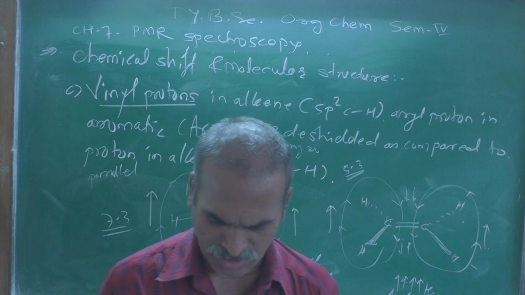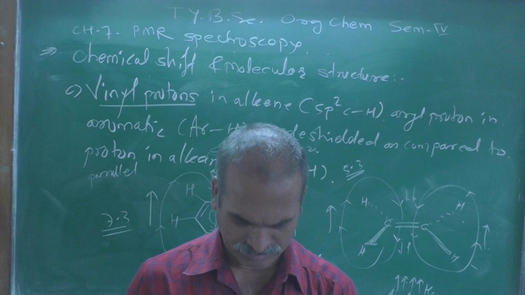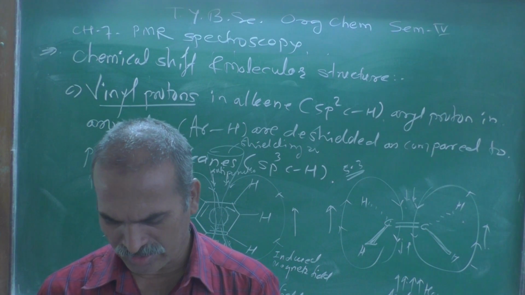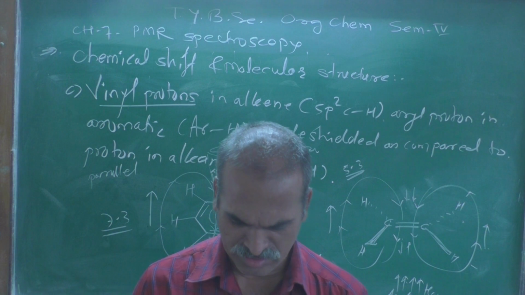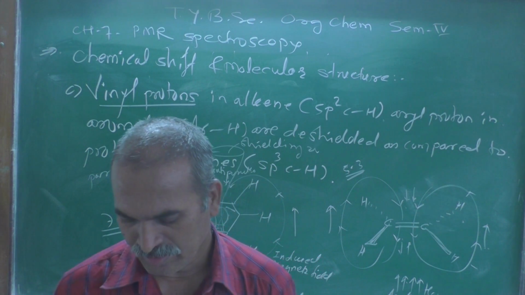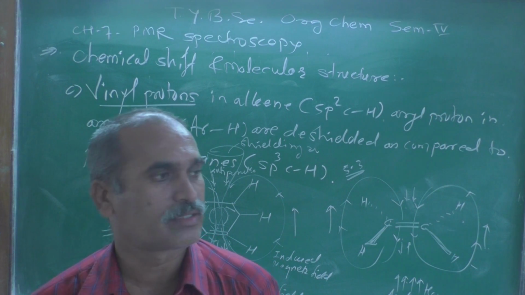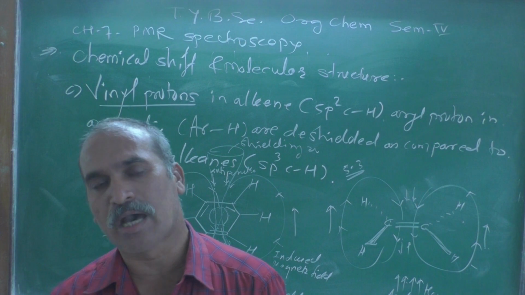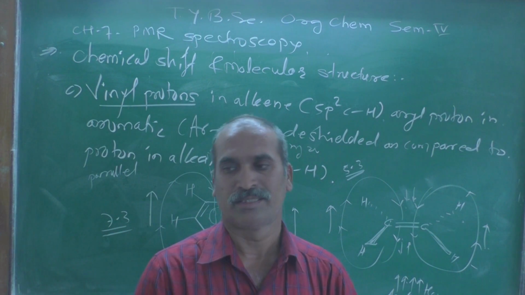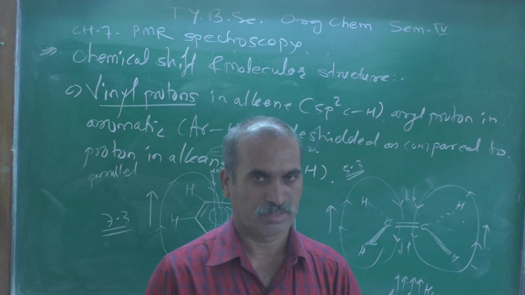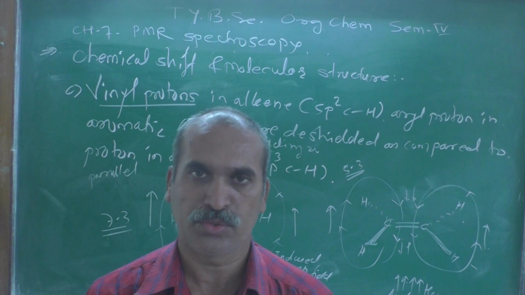The deshielding of the aromatic protons is more than that of alkenes due to increased pi electron density. I think with this, let us stop today here. The remaining examples we will discuss in our next lecture. Thank you. Have a nice day.